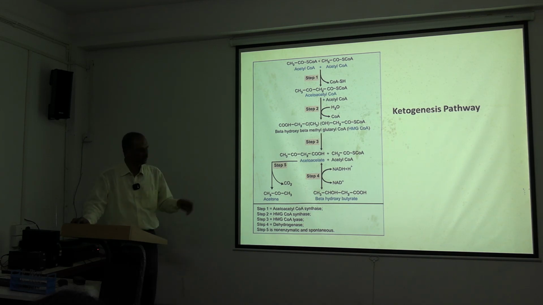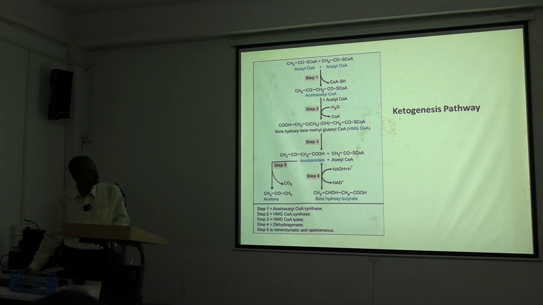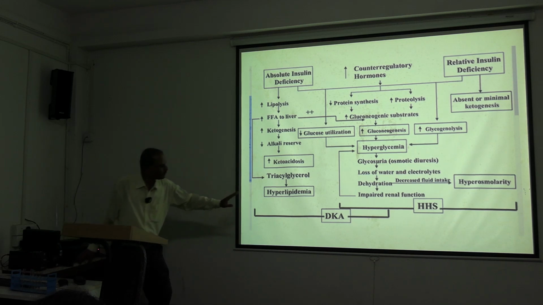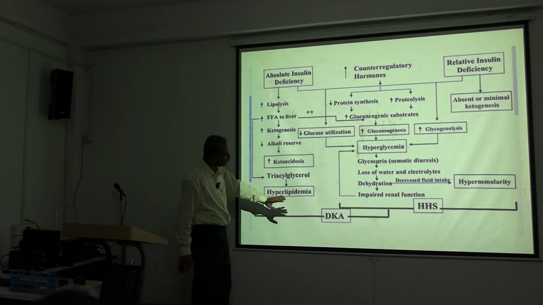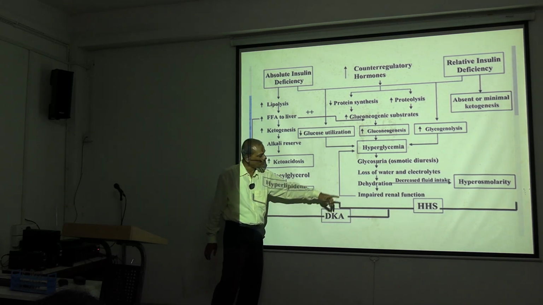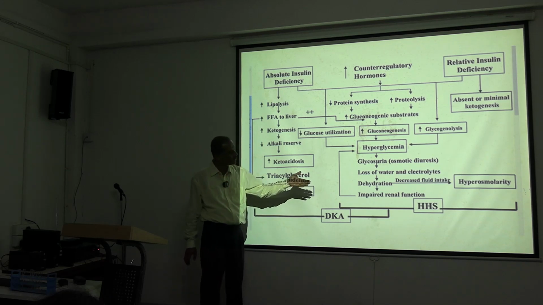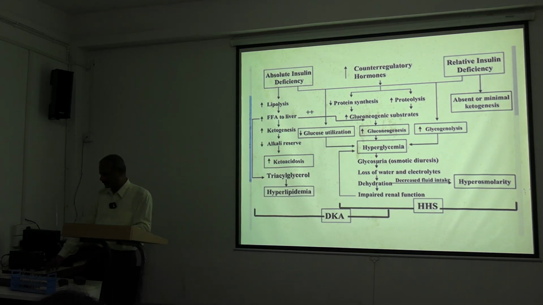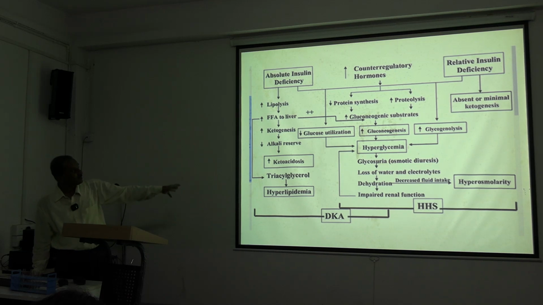this breakdown of fat occurs. This pathway I will tell you. In diabetes, actually two types of coma occur: one is diabetic ketoacidosis, one is hyperosmotic coma. That I will tell in the diabetes class if I take it. This chart shows how it forms, with absolute insulin deficiency and relative deficiency; you will not understand this at this stage.